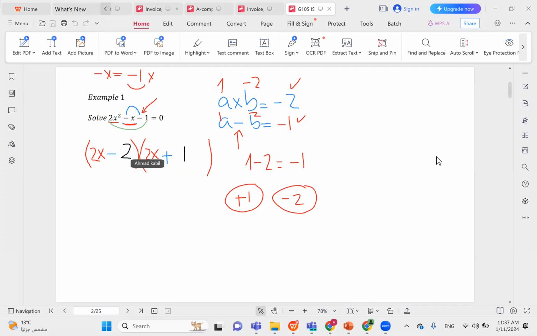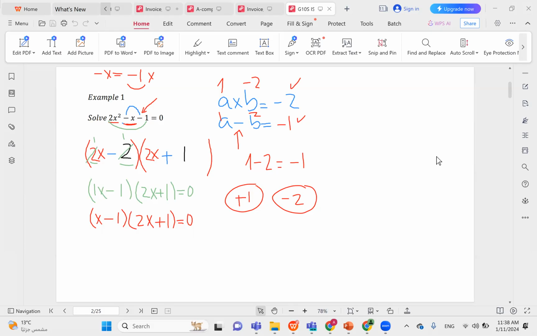And then we proceed to simplify. So for each bracket, we need to figure out if there is some sort of simplification we can do. If we have 2 and 2, just cross them out and write 1 and 1 instead. So it becomes 1x minus 1 times 2x plus 1 equal to 0. Of course, we don't really write 1x minus 1. We just write x minus 1 times 2x plus 1 equals 0. We are done with factorization.